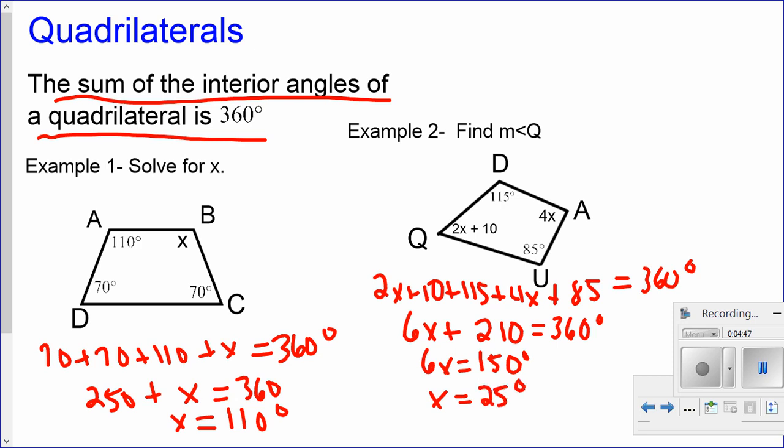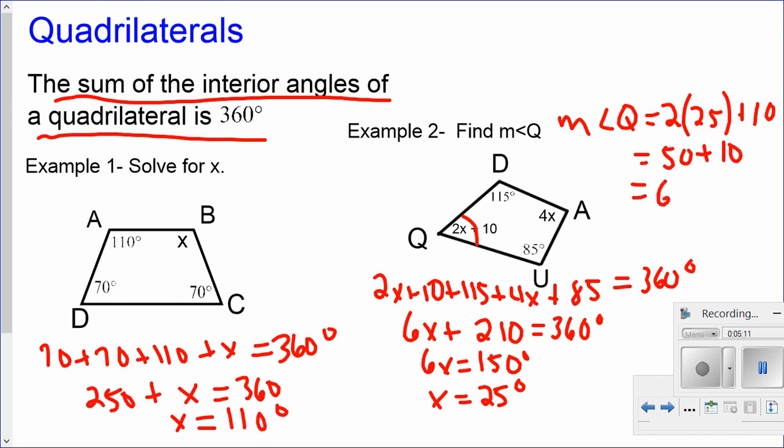Now, this question's not asking me to find x, it's asking me to find the measure of angle Q. So I'm going to go to angle Q, and I see that the measure of angle Q is equal to 2x plus 10. So 2 times 25 plus 10, which is 50 plus 10, which is 60 degrees. So the measure of angle Q is 60 degrees.